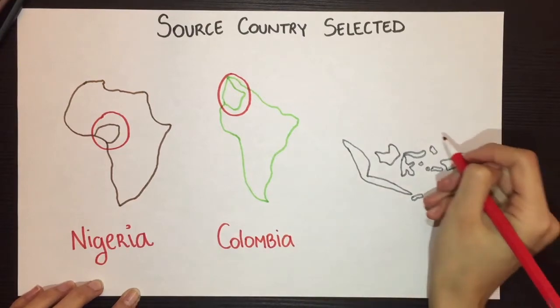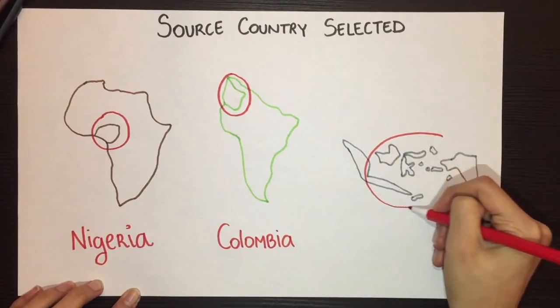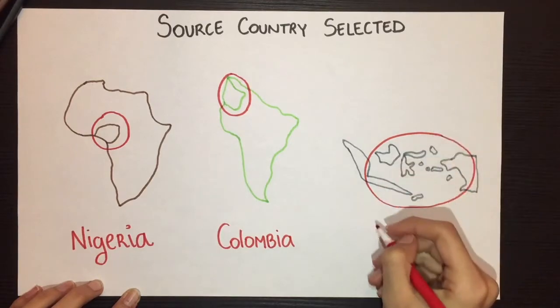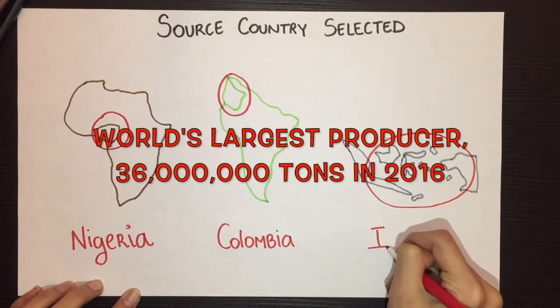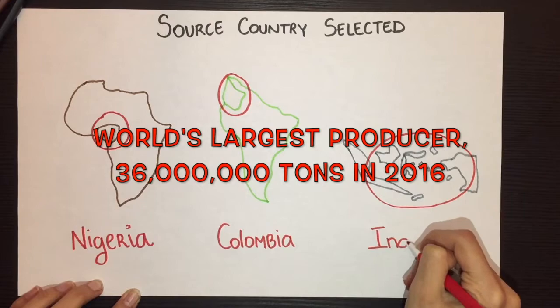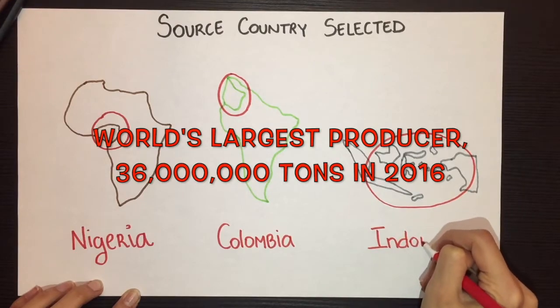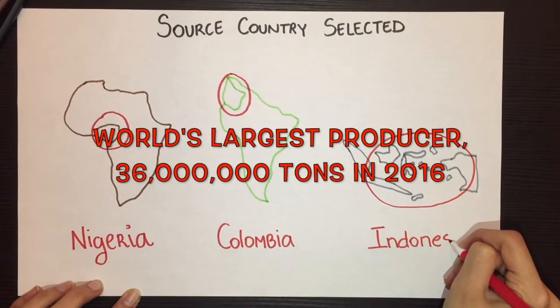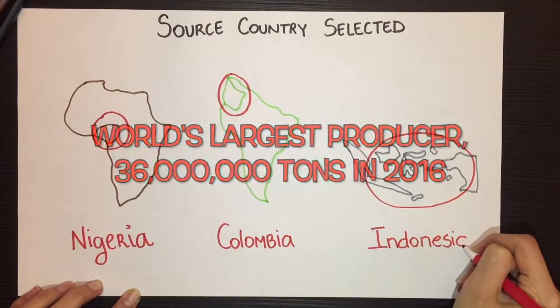And finally, we have Indonesia in Asia. It's the world's largest producer of palm oil since 1961, producing alone more than a half of global palm oil manufacturing, and more precisely 36 million tons in 2016.